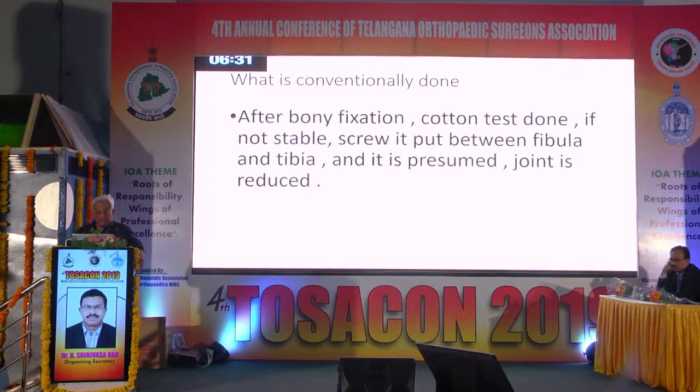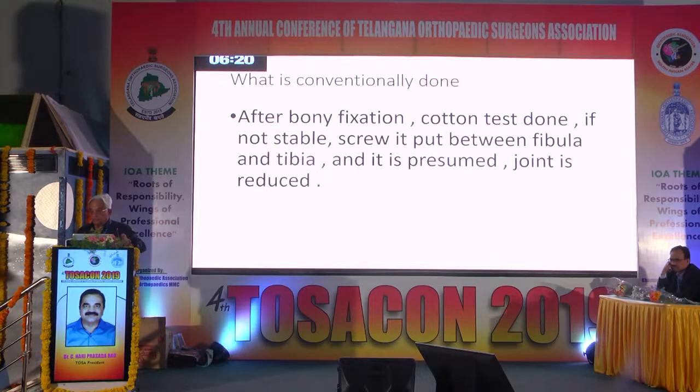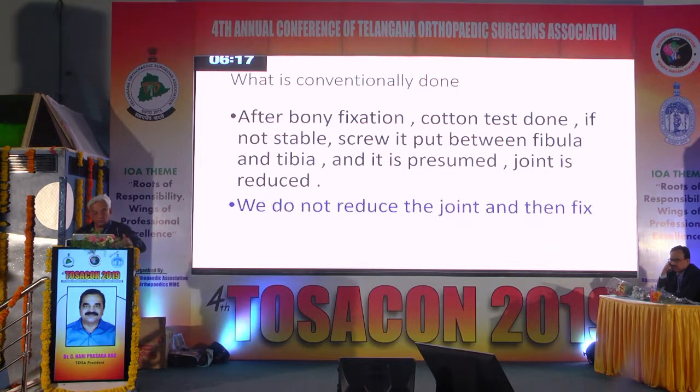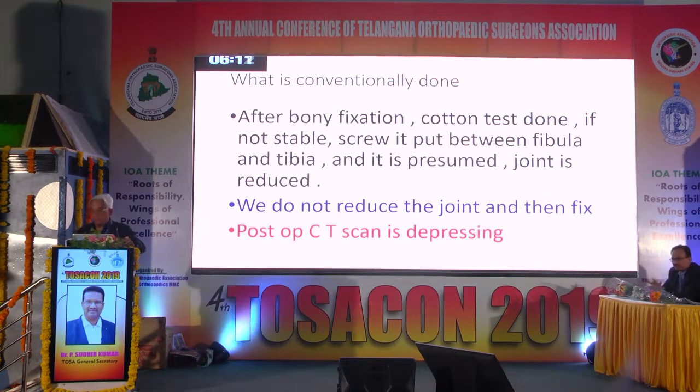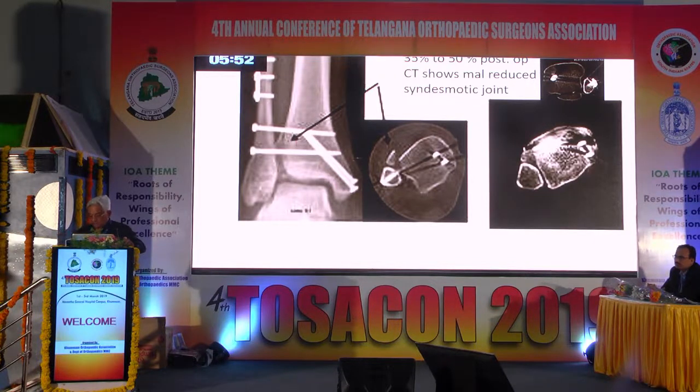What is conventionally done? After bony fixation, we do the Cotton test and if it is not stable, a screw is put between the fibula and the tibia and it is presumed the joint is reduced. It is presumed that the joint is reduced. We do not reduce the joint and then fix it. Post-op CT scan is very depressing. In 35 to 50% of post-op syndesmotic injuries which have been fixed, it shows malreduction. 35 to 50%. So all that we have been treating up till now is all rubbish. We are not treating them properly.